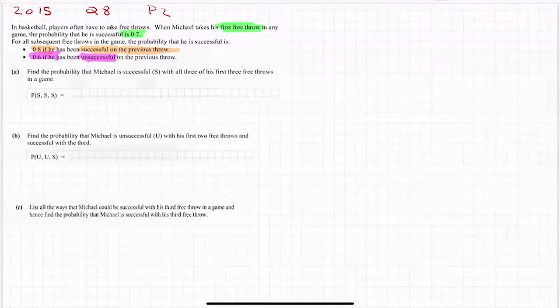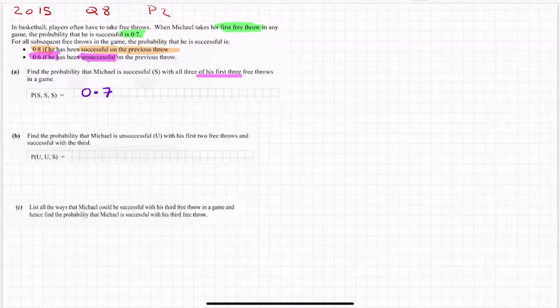Find the probability that Michael is successful with all three of his first three throws. So the probability of success, success, success. The reason this question is difficult is because the probabilities change depending on previous events. So you would definitely say these events are not independent. In other words, it does matter what happened before it. So it's his first three free throws. The reason I underlined it is his first free throw in any game has a different probability. So that first one is 0.7.